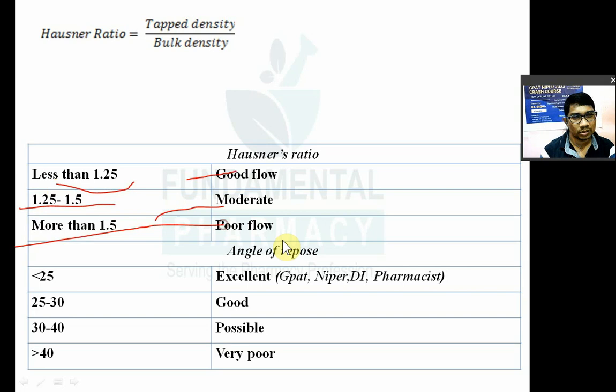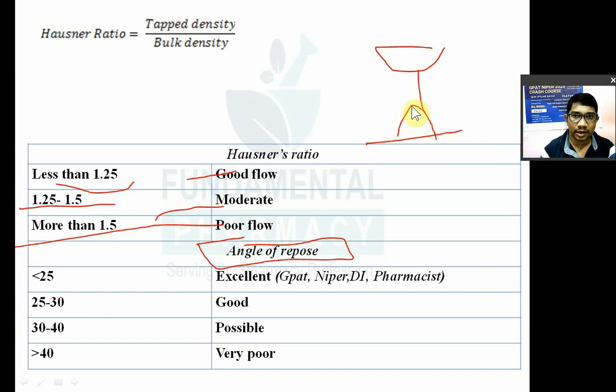That's it. Now angle of repose again is one of the measures for flow properties of powder, right? So we have seen how to measure the angle of repose. You have to take a particular weight of powder and pour that powder in a funnel, okay? And below the funnel you have to keep a paper. On that you will get a pile. Now you have to measure the height of that pile and the diameter of that pile. Now tan theta is equal to h upon r.